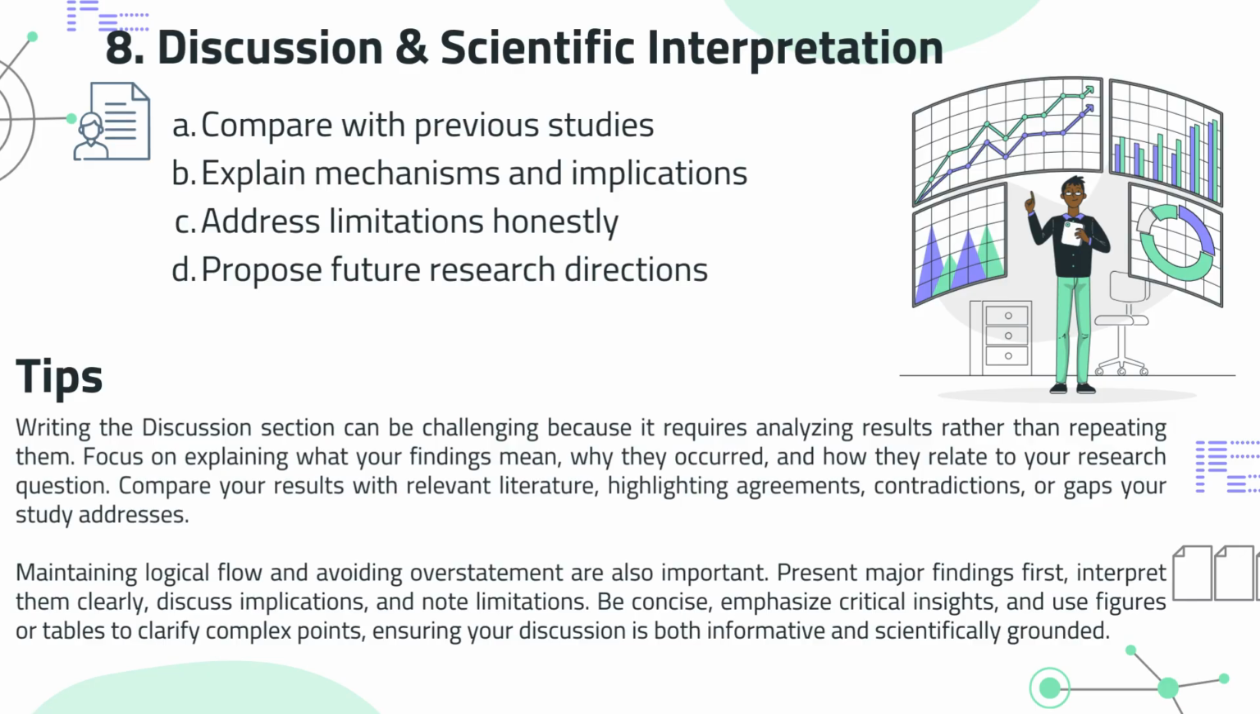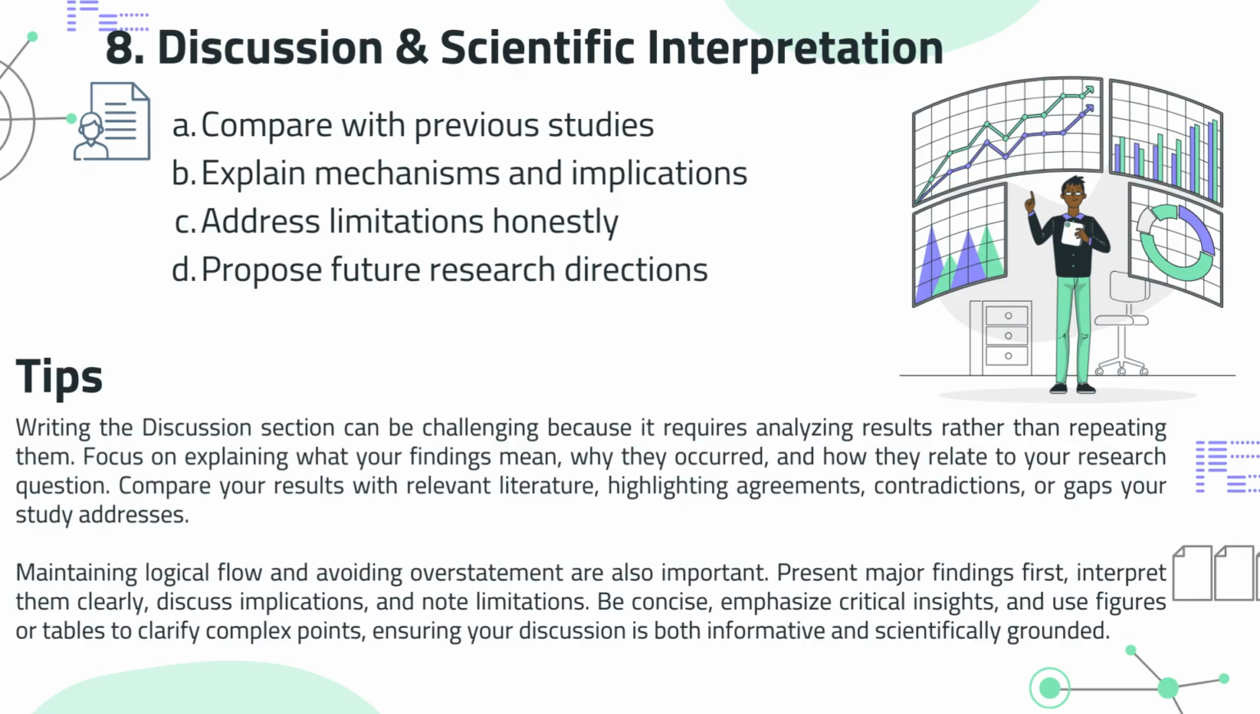1. Compare with previous studies. Start by relating your findings to existing literature. Ask yourself, do your results support previous studies? Do they contradict them? Do they fill a knowledge gap? Highlight areas of agreement to strengthen your credibility. If your findings differ from earlier research, discuss possible reasons, such as differences in methodology, sample size, environmental conditions, or experimental design. This comparison demonstrates that you understand the field and positions your work within the broader scientific conversation.